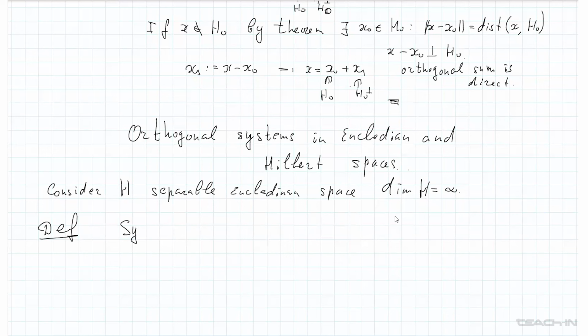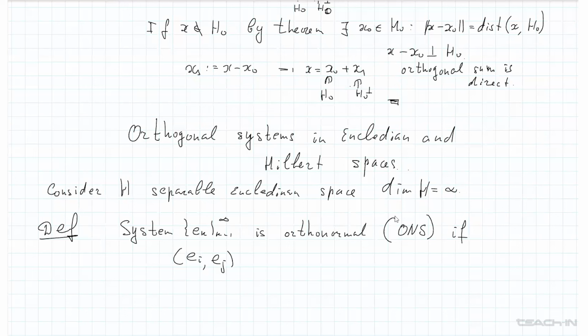So definition: the system e_k, k from 1 to infinity, is orthonormal, and we use such a brief name for this orthonormal system if the scalar product between two elements gives us the Kronecker symbol. Yes? Delta_ij, Kronecker symbol.